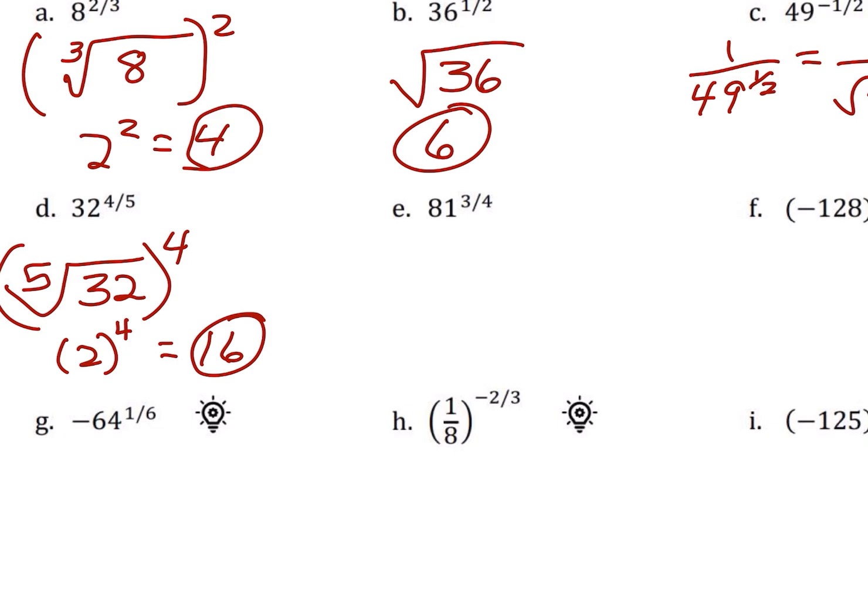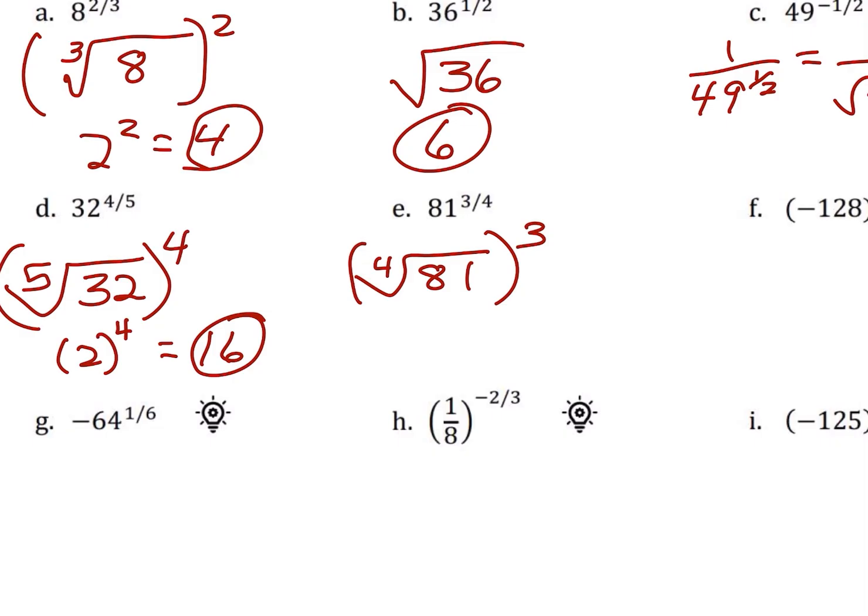Okay, 81 to the 3/4. So I'm going to start by taking the 4th root of 81, and then we're going to cube it. Okay, the 4th root of 81. So you know the numbers are going to be pretty nice. So you can start, like we know it's not 2 because 2 to the 4th is 16. We just did that. But what about 3?